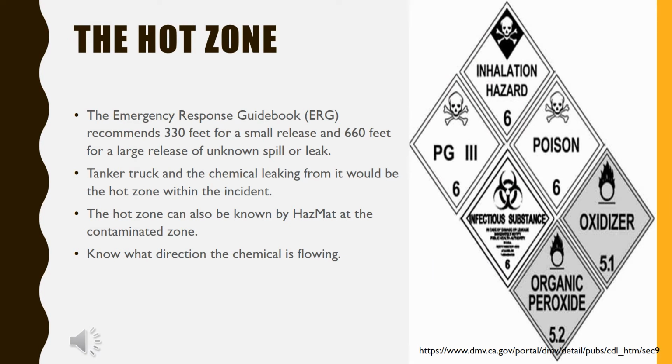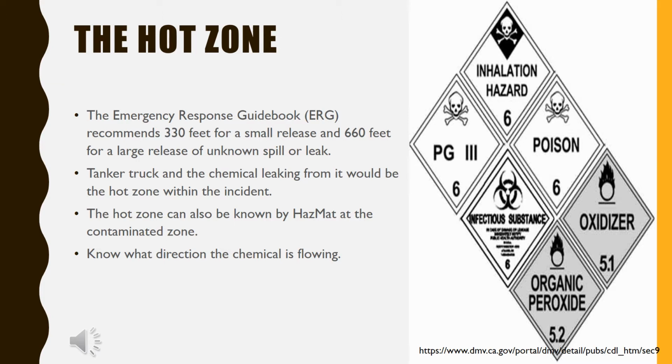The hot zone is recommended to be 330 feet for a small release and 660 feet out for a large release of an unknown spill or leak of a chemical. This comes from the Emergency Response Guidebook. Now, within this scenario, the tanker truck and the chemical leaking from it would be the hot zone of the incident, because this is where massive explosions, the worst possible outcome, somebody getting hurt, is going to happen in this area.